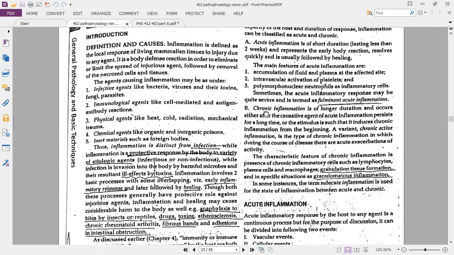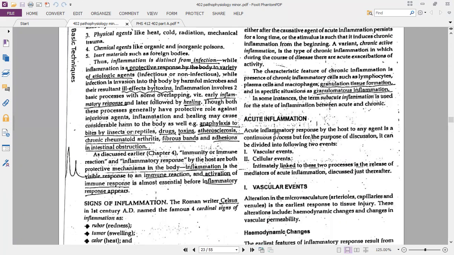Now, the main features of inflammation involve accumulation of fluid and plasma at the affected area, the intravascular activation of the platelets, and polymorphonuclear neutrophils as inflammatory cells. Polymorphonuclear cells are a type of white blood cells which have a different nucleus, and the nucleus is lobed, or the nucleus can be indented depending on the type of white blood cell.